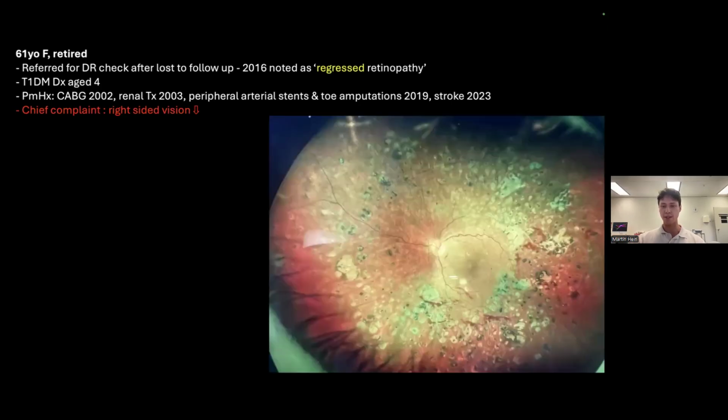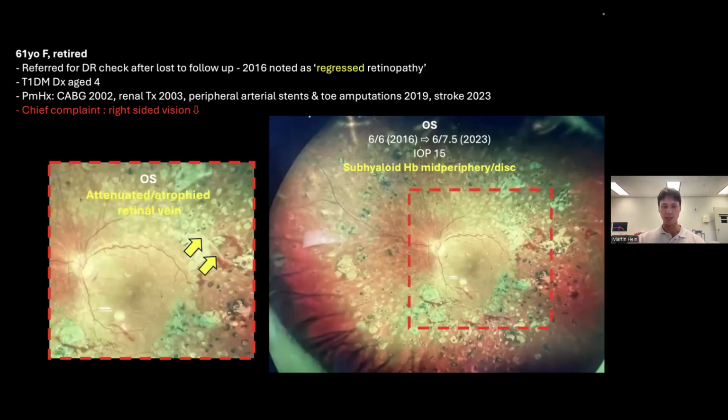If we have a look at her left eye on the Optos image, you can see there's a fair amount of laser there. Her vision is remarkably preserved. Back in 2016 it was 6/6, and now it's 6/7.5, and her pressures are normal as well. What you do see is quite a lot of small pockets of subhyaloid hemorrhages around the mid-periphery and just temporal of the disc. When you zoom in, you can see there's an attenuated retinal vein as well, which isn't an uncommon find in quite severe diabetic retinopathy.